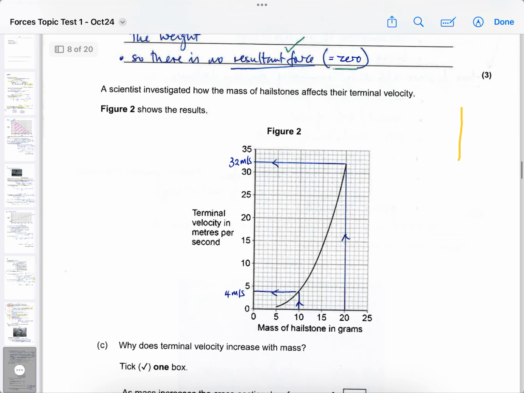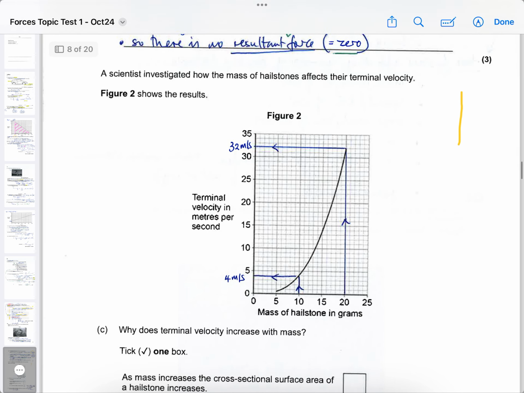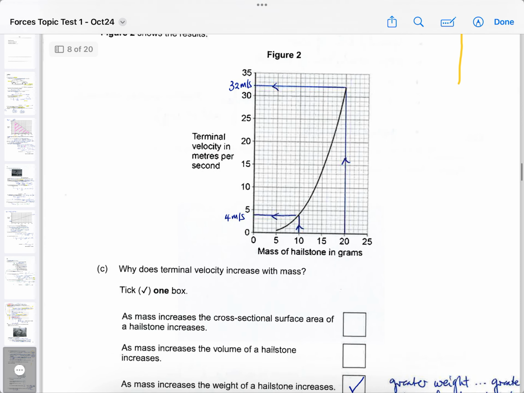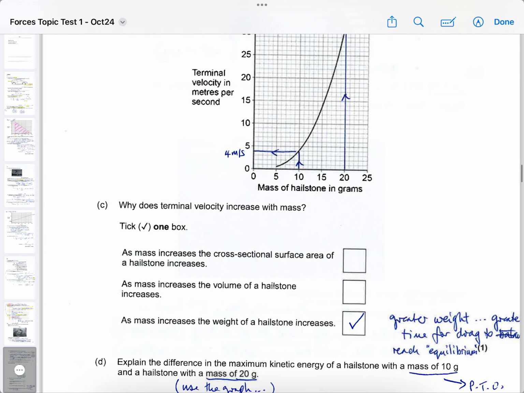The scientists investigated how the mass of a hailstone affects the terminal velocity. They've given you a graph. As the mass increases, the terminal velocity increases as a curve, and they've only drawn it from 5 up to 20. It says, why does terminal velocity increase with mass? So they want you to explain why, and they're giving you a choice.